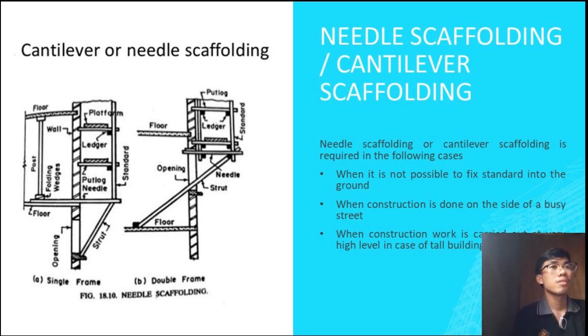In this type of scaffolding, instead of fixing the standard into the ground, it is placed at some height above the ground level. The platform on which the standards are placed is called a needle. A needle is a cantilever structure made of timber projected out from holes in the wall.